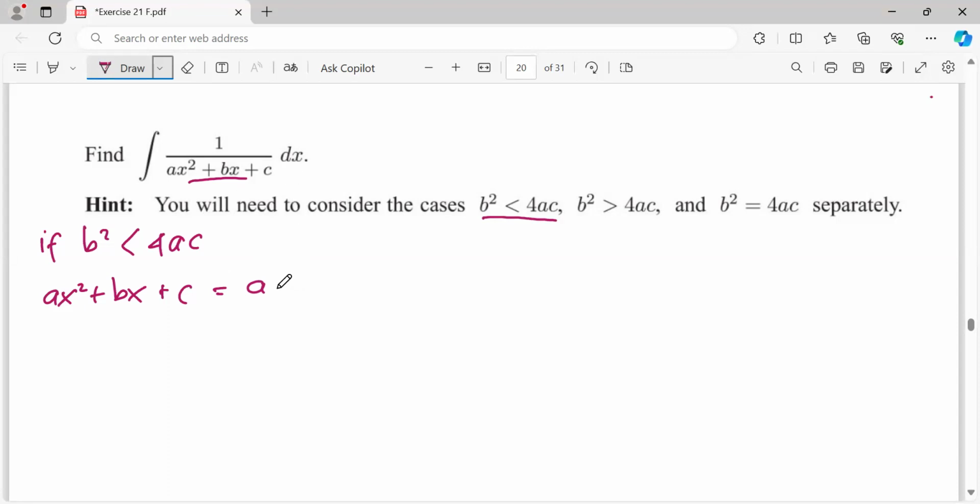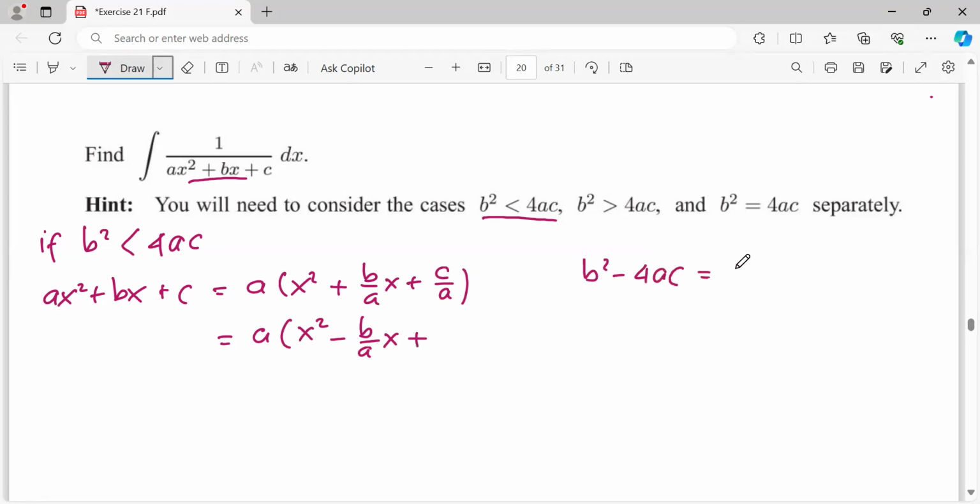roots of the quadratic equation: a times x squared plus b over a x plus c over a. After that, a times x squared minus b over a x plus... if b squared minus 4ac equals 0, okay, this is actually for the third case.